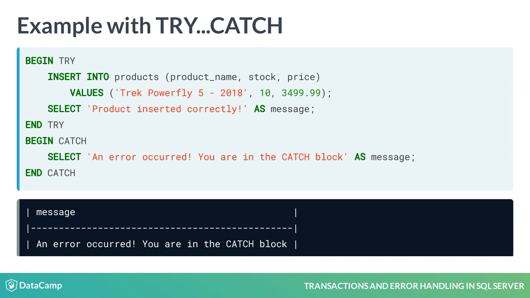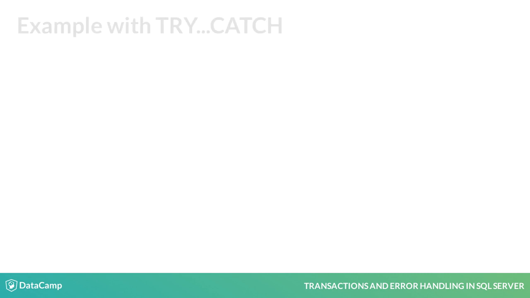Notice we didn't get the same error message as we did without the try-catch construct. Instead, we got the message from the select statement. We can also use the print function instead of the select statement just for printing the text. For the purpose of this course, we will only use the select statement.